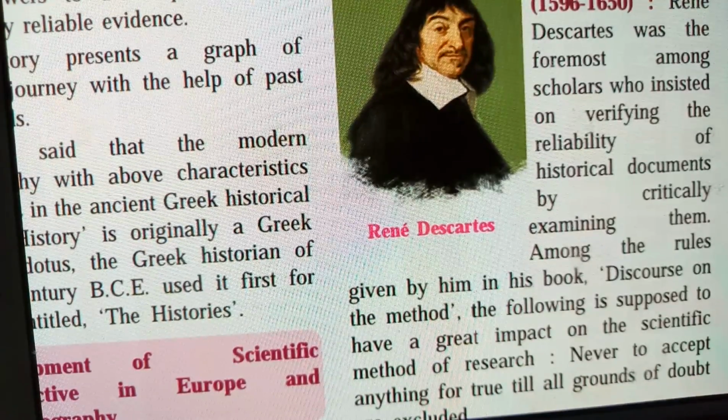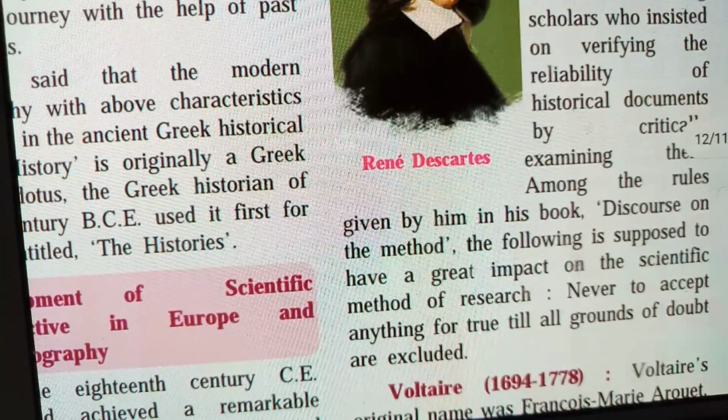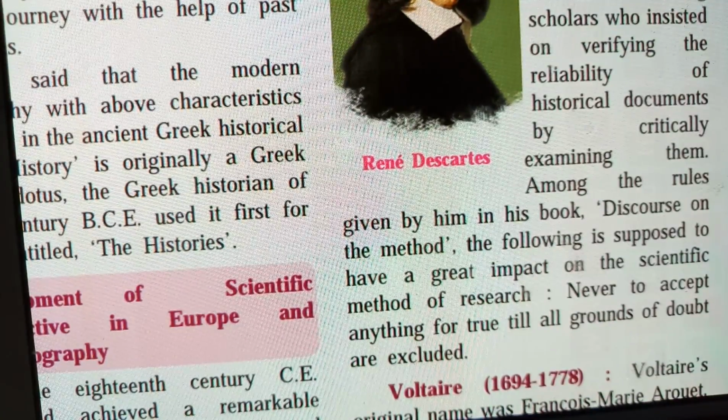Among the rules given by him in his book, the Discourse on the Method, the following is supposed to have a great impact on the scientific method of research. Whatever information we have, we should not accept blindly. We should come to a conclusion. We should think from the scientific method. Never accept anything as true till all grounds of doubt are excluded.